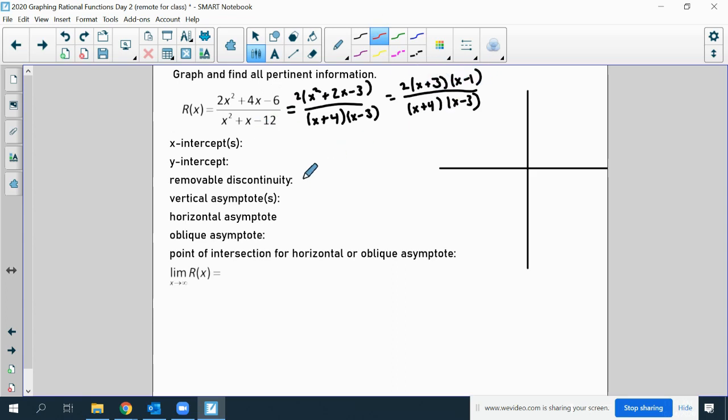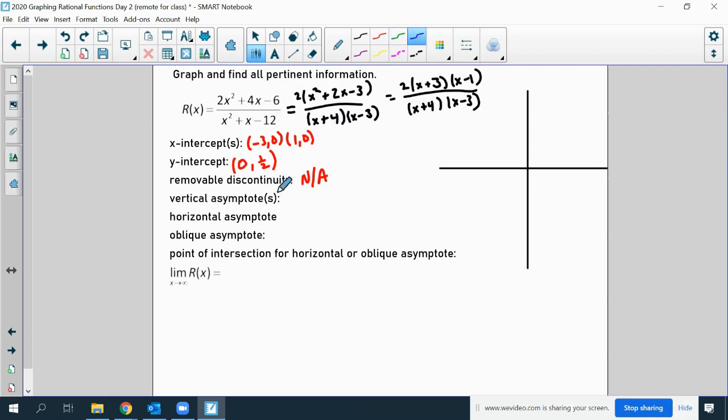I have no holes, so no removable discontinuities. I have an x-intercept at -3, 0, and 1, 0 from up here. Then a y-intercept if I sub in 0 for all of these x values. In the original version of this, it's pretty easy to see that the y-intercept is 0, 1 half.